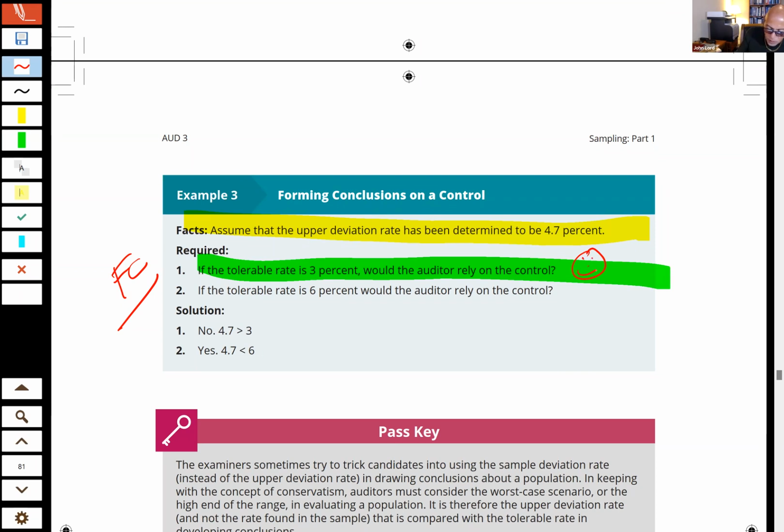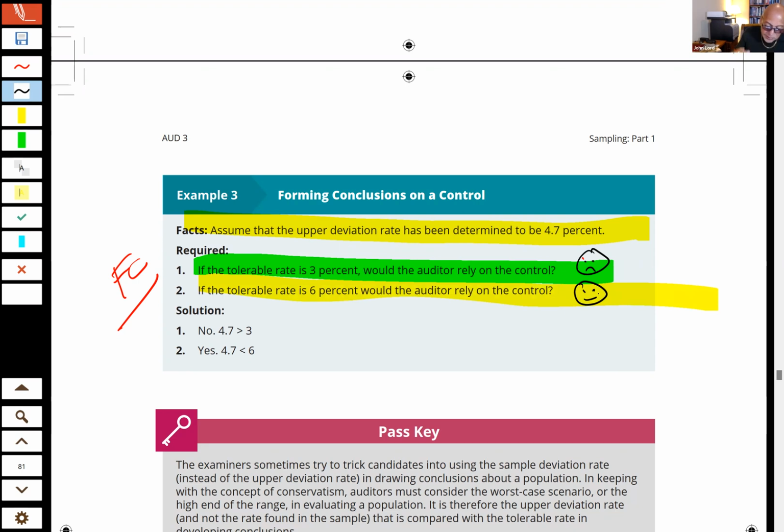Oh, the answer is no. I mean, sorry. The answer here is not happy, but sad. Okay, if my tolerable deviation rate was 3% and it said 4.7%, this is what? This is the upset auditor. This is the sad auditor, because they're sitting there saying, no, I was only willing to accept 3, and this table's telling me it could be as high as 4.7%. If the tolerable deviation rate was 6%, now we've got the happy auditor, because the happy auditor is saying, okay, I was willing to take up to 6. This thing's saying it's 4.7%. I'm good. Question.